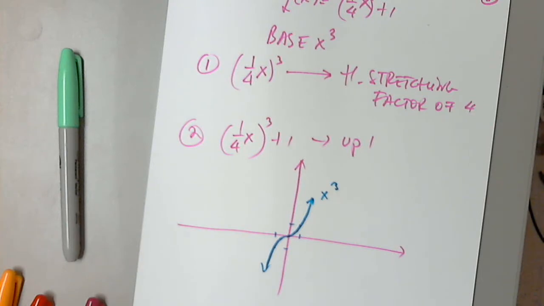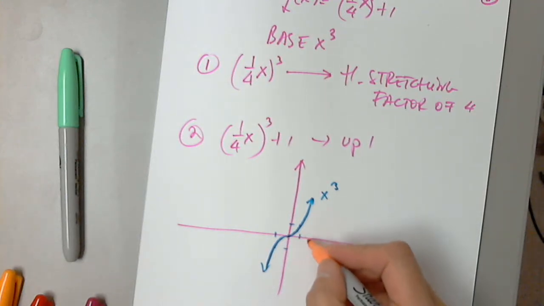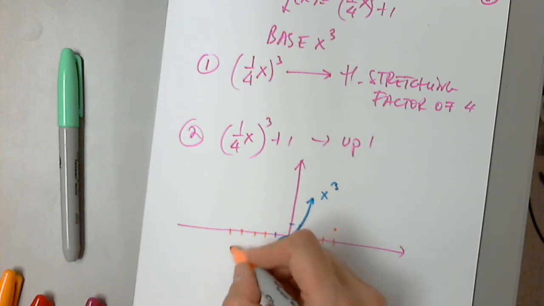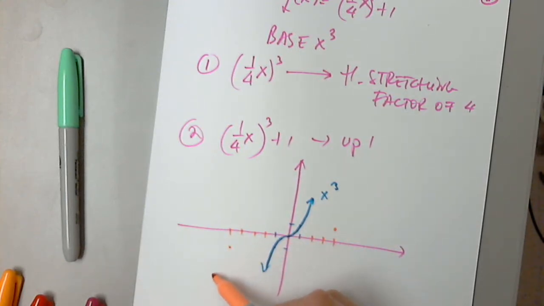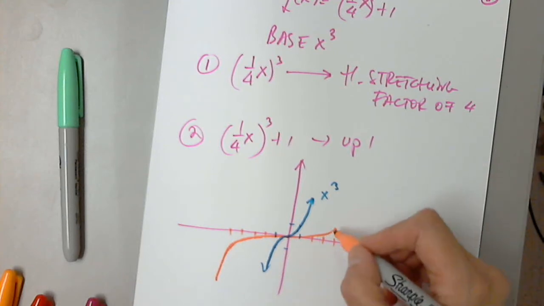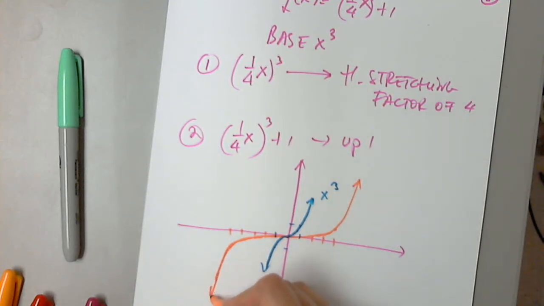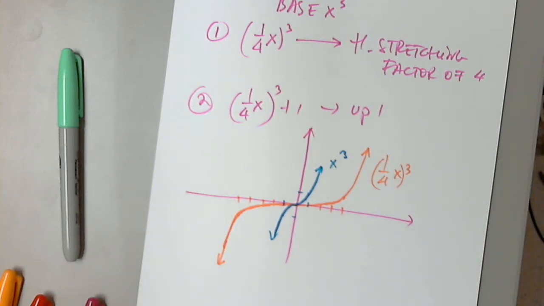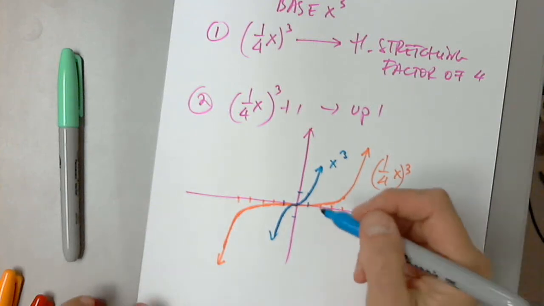Then we know that we have to multiply all x values by 4. So this one, 1, 2, 3. 1, 2, 3, 4. 1, 2, 3, 4. And now you told me to move everything up 1.